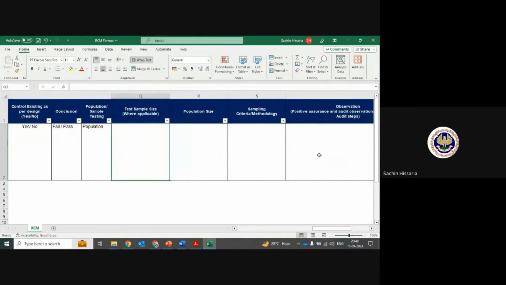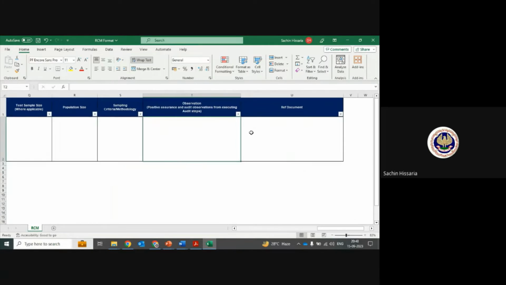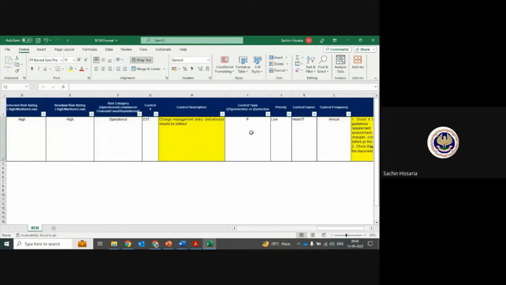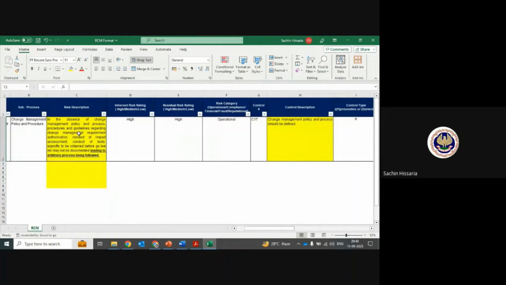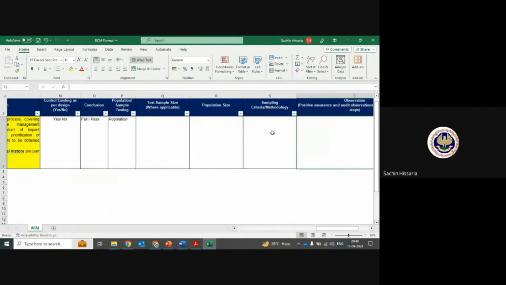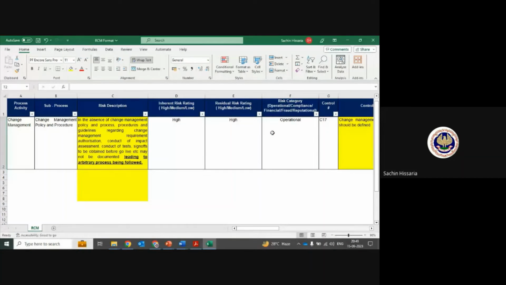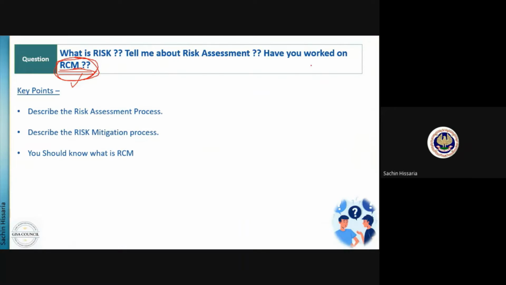Okay. Now other columns are also there, like what would be the test size, what would be the population size, what would be the sampling criteria and sampling methodologies. What is your observation in this area, and what is the document that you have verified? Now you can see the importance of this RCM, guys. The entire audit from start to end is covered in the RCM. If somebody asks you what you have done in the audit, what controls you have verified in the audit, you can just present this RCM and your job is done. So this is the importance of RCM.